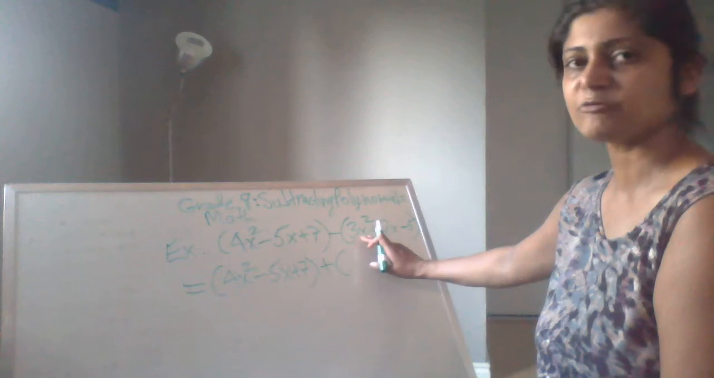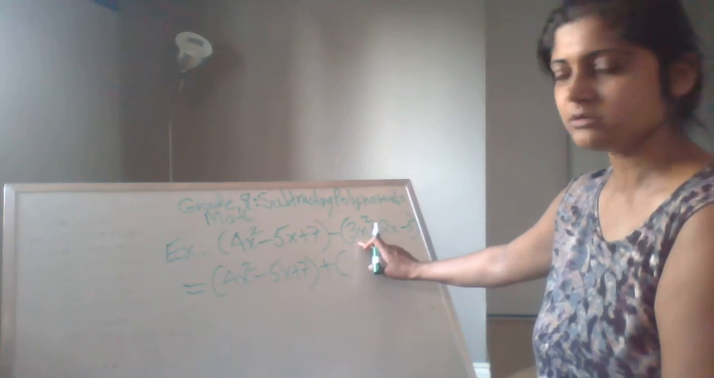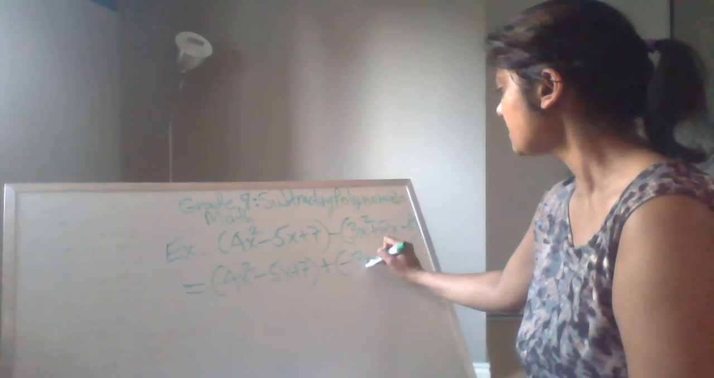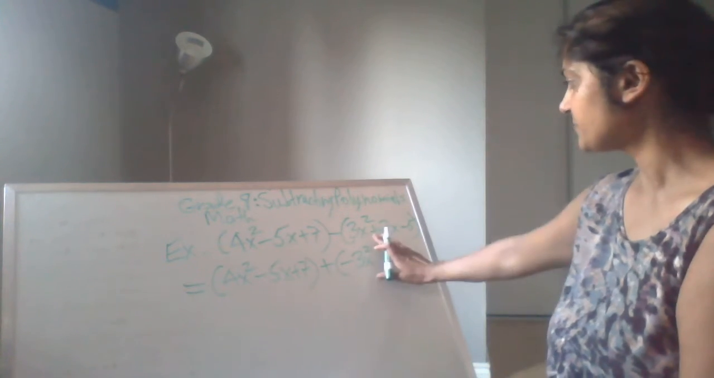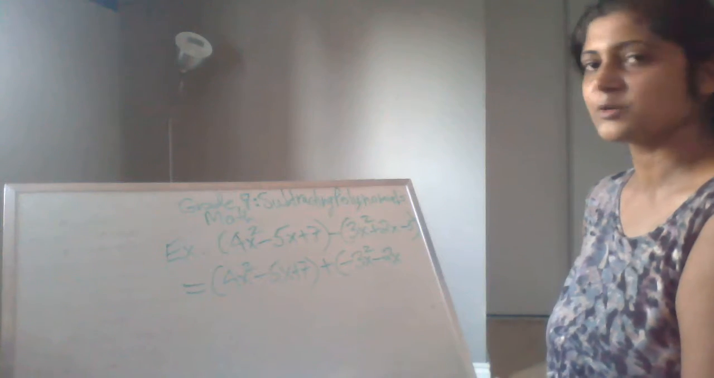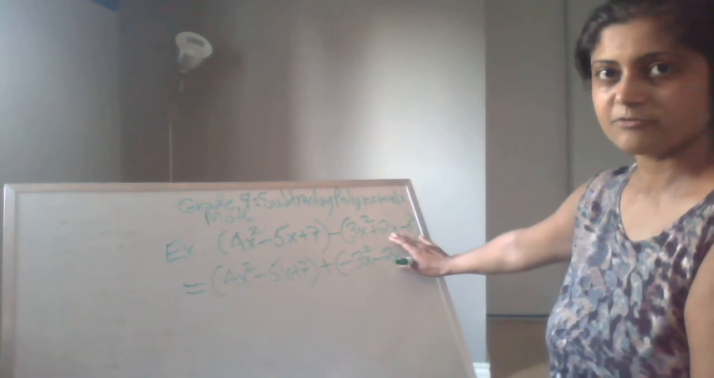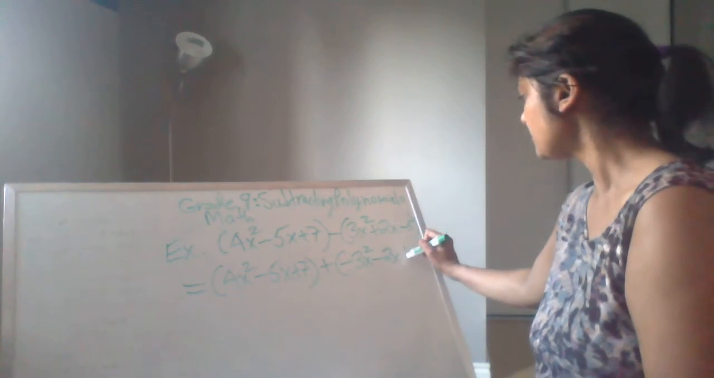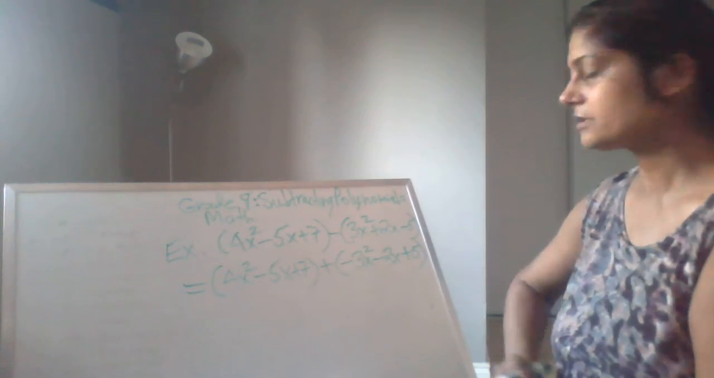So let's look at it carefully here. This is 3x squared. It's going to become negative 3x squared. This is positive 2x, negative 2x. This is negative 5, and I'm going to change that to positive 5. So just like that.